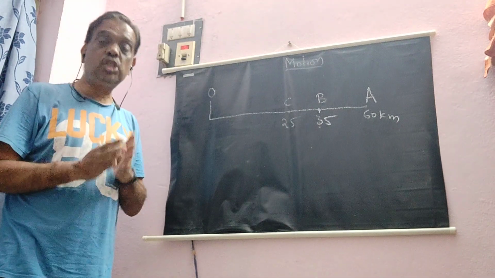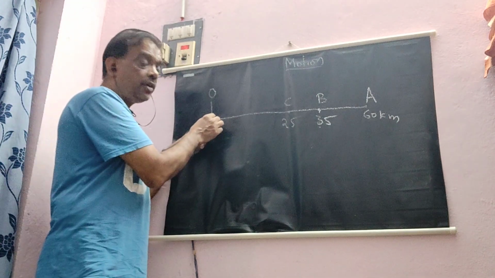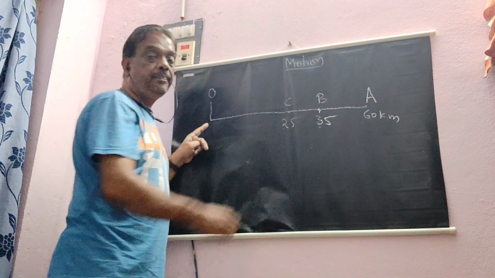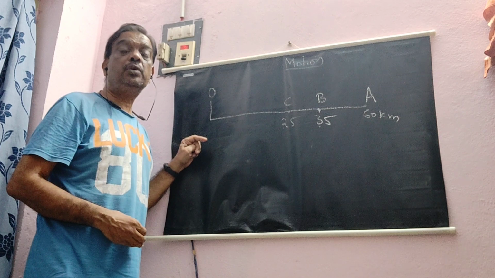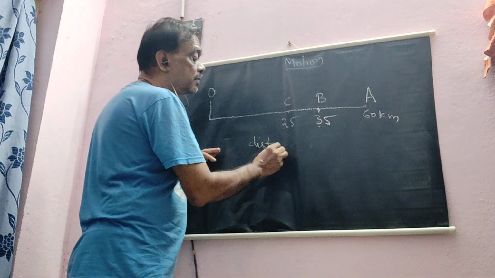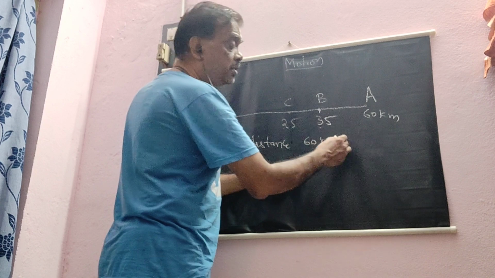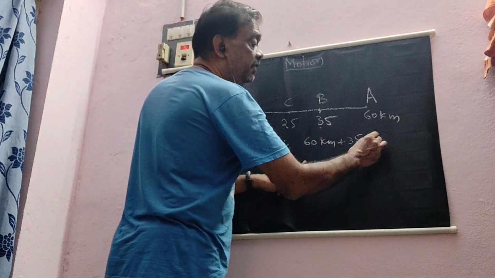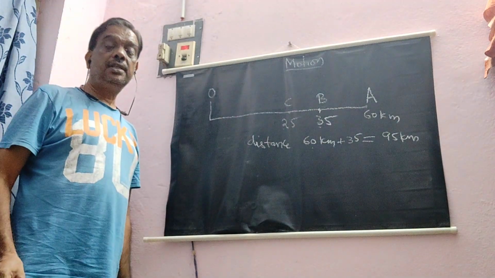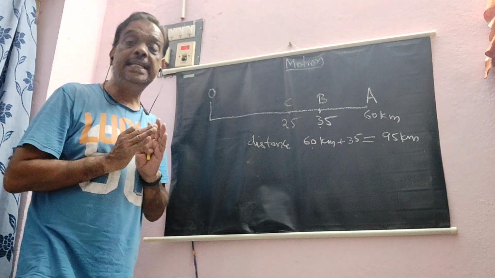I told you the actual path, the total path traveled by the object during its motion is called distance. Suppose an object travels from O to A. After reaching A, it returns back and comes to C. That is the total path traveled by the object. This is known as distance. So, now you want to know what the distance is. Distance is 60 kilometers plus 60 minus 25. 60 minus 25 how much? That is plus 35. That is equal to 95 kilometers. This is the distance, the total path, the actual path traveled by the object during its motion.